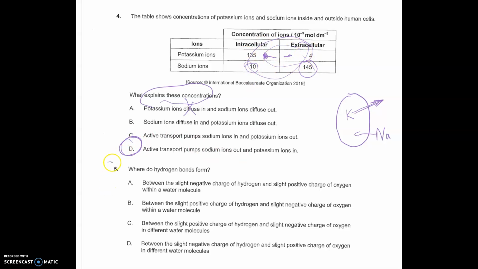In question 5, where do hydrogen bonds form? Between a slightly negative charge of hydrogen, no, hydrogen's positive. Between a slightly positive charge of hydrogen and a slightly negative charge of oxygen within a water molecule, no, not within. Between a positive charge of hydrogen and a negative charge of oxygen in different molecules, yes. Let's just check. Negative charge of hydrogen, no, so the answer must be C.